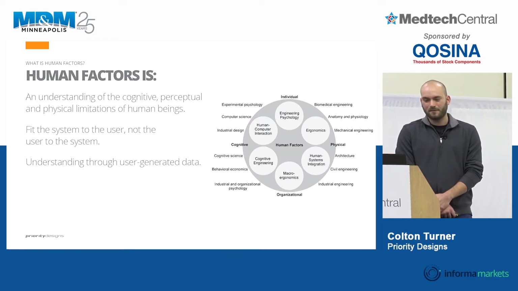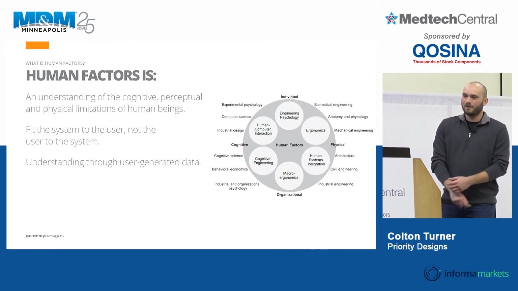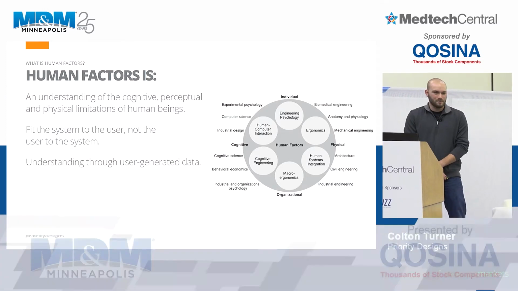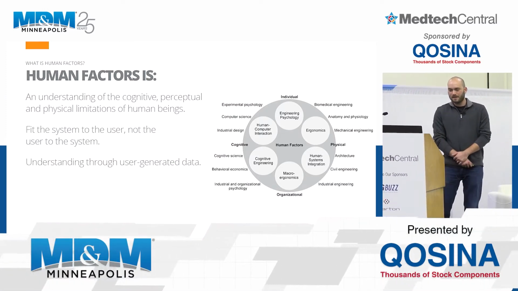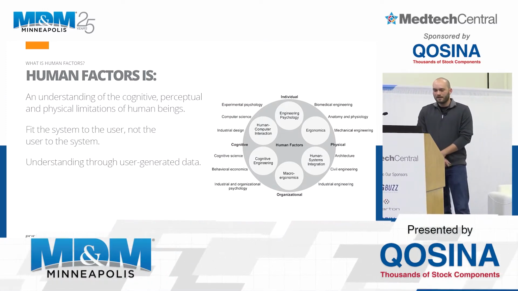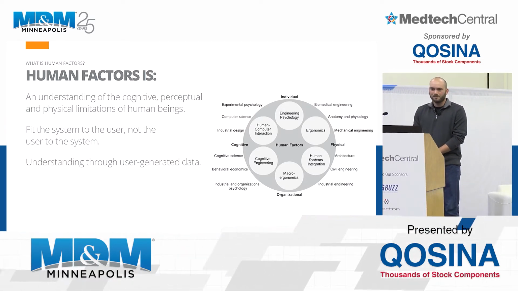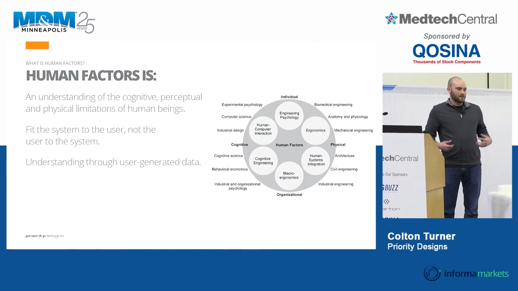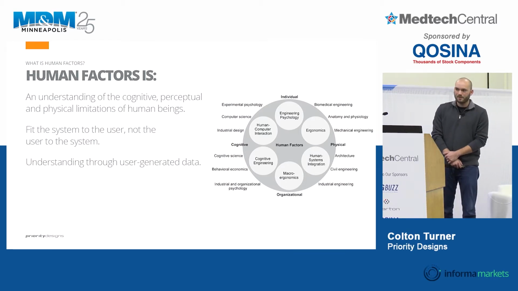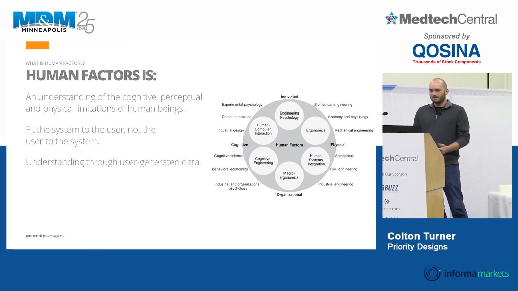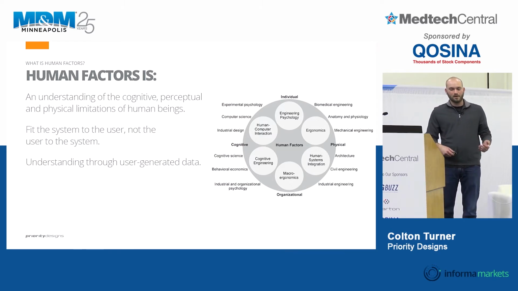So first off, what is human factors? At its base, really what human factors is just the study of human beings. More specifically, it's the study of the cognitive, perceptual, and physical limitations of human beings. So the way people think about, perceive, and interact with the world are things that we're interested in studying, and we also really want to understand what those limitations are. Where are human beings strong and where are they weak?